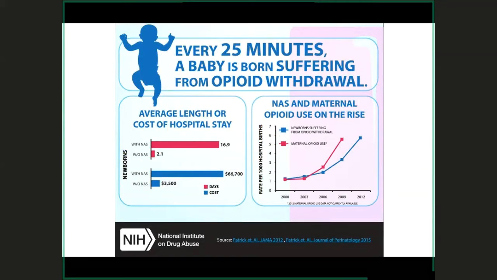Every 25 minutes, this is actually down to 12 minutes now in the latest version of this, which I meant to change, but time. This data comes from the NIH, and you can see that the number of cases of opioid exposure in pregnancy is increasing, the number of children with withdrawal is increasing, and the costs associated with management are high.